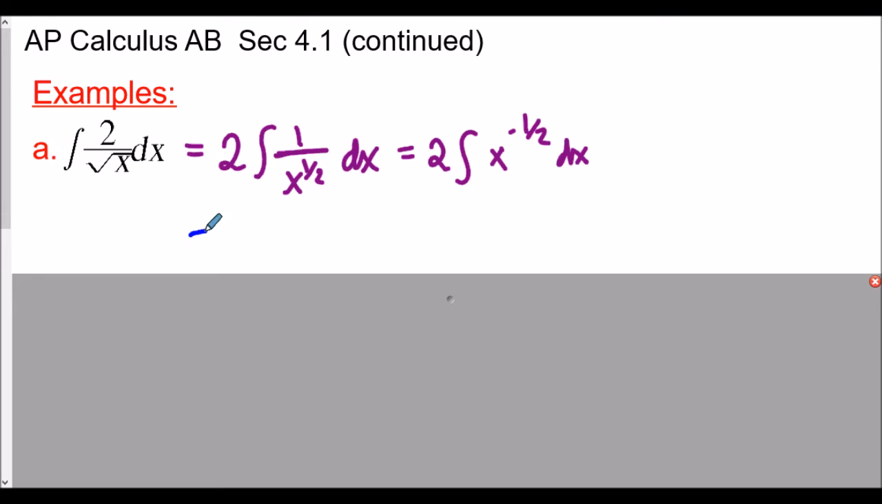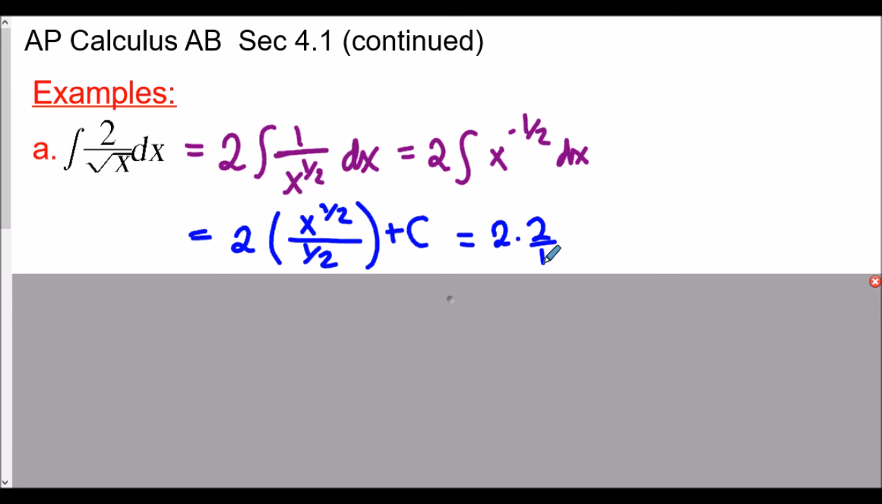So when we integrate this, we will have the 2 out front times, and we'll do our answer. So we'll follow our integrating rules. So negative 1/2 plus 1 whole will make a positive 1/2. And then we also divide by 1/2. We took the integral, don't forget your plus c. So when we flip 1/2, we have 2 times 2 over 1. So we have the 2 out front, and then we flip 1/2, and it becomes 2 over 1. We have x to the 1/2 plus c.